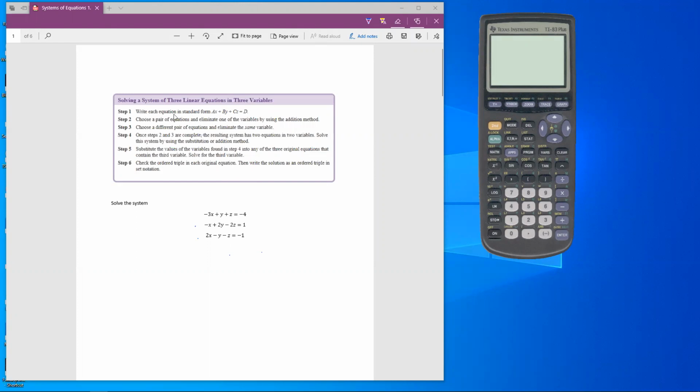So we're going to write each of the equations in standard form. They usually do this for you. We're going to choose a pair, and we're going to eliminate one of the variables from that pair. We're going to do the same thing. So the algorithm I'm going to show you might take a little bit longer for a specific problem, but it'll be shorter in the long run for a general problem.